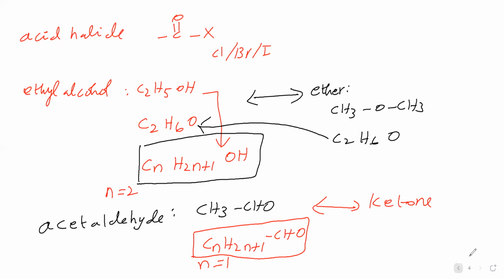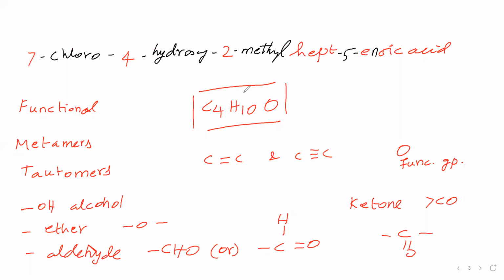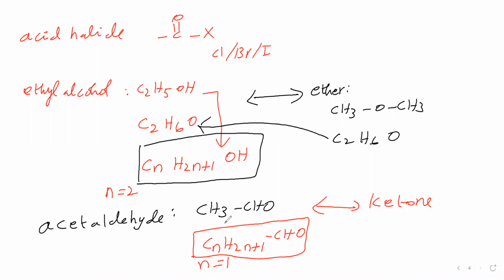Now we will see the given formula, C4H10O. Which category does it come under? You see, is it coming under this category or this category? You check it. If you check, it comes under this category. So C4H10O comes under the alcohol and ether category.